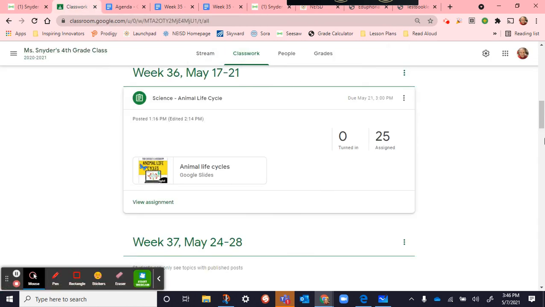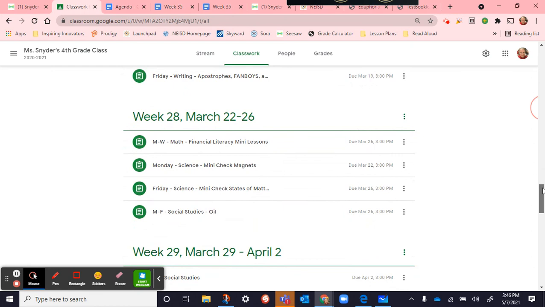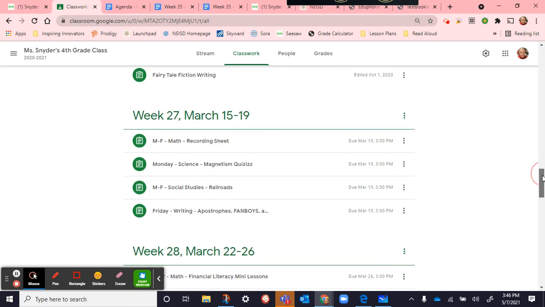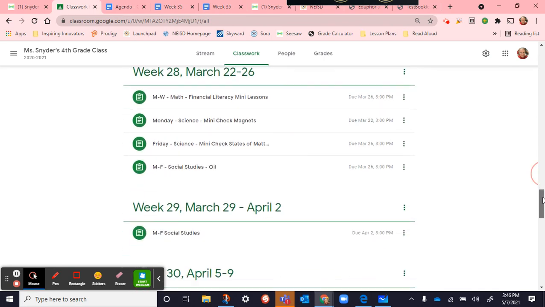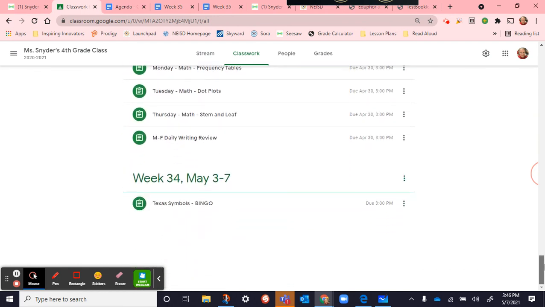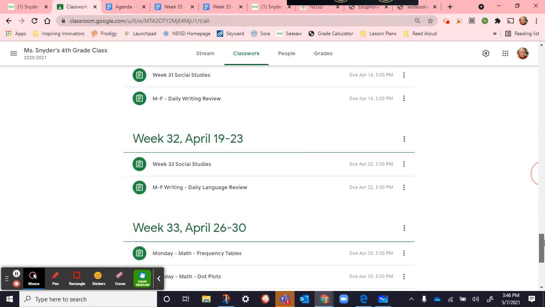Then in Google Classroom, under classwork, if you start at week 27, everything should be grayed out. There should be no green clipboard. So all of 27, 28, 29, 30, 31, 32, 33, 34. Everything should be grayed out. So if you have anything remaining in there, go ahead, make sure you have it completed.